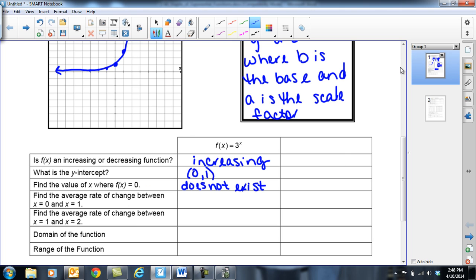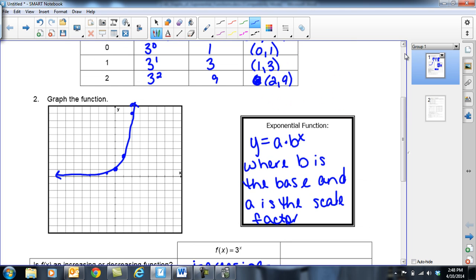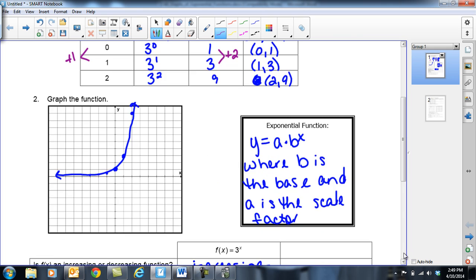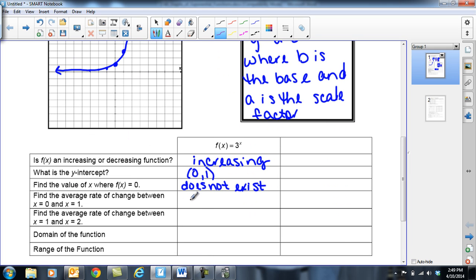So now it says find the average rate of change between 0 and 1. Well, that's what our table is for. Average rate of change, that just means slope. So what I need is my change from here to here. Well, from 1 to 3, that's an increase of 2. And from here to here, 0 to 1, that's an increase of 1, which means my average rate of change there is y over x, so it's 2 over 1, which is just 2.